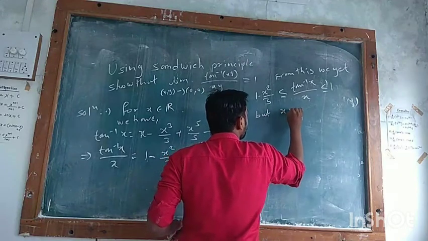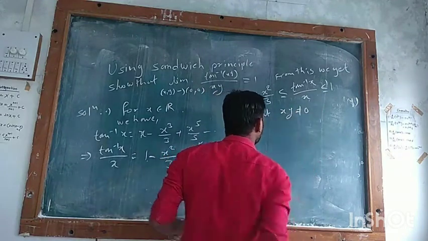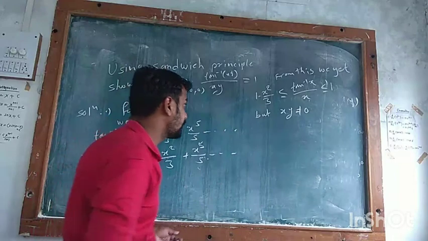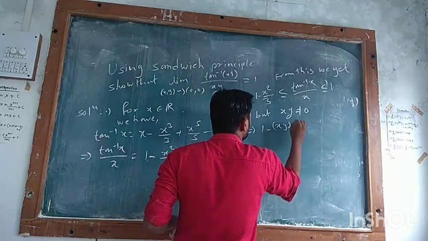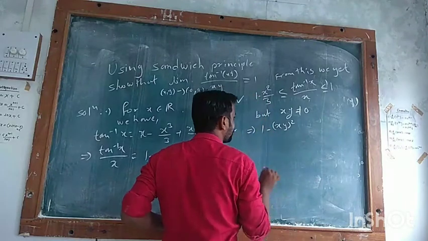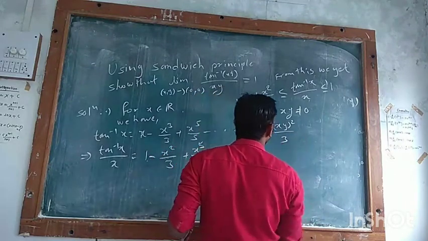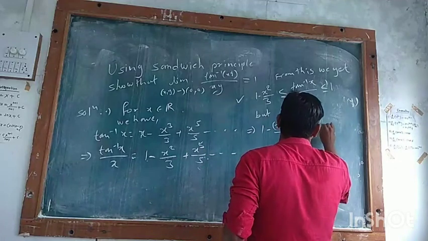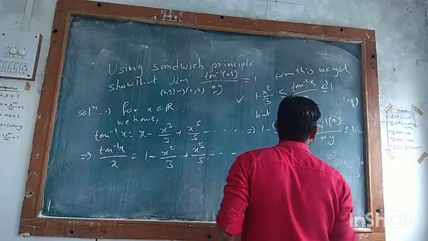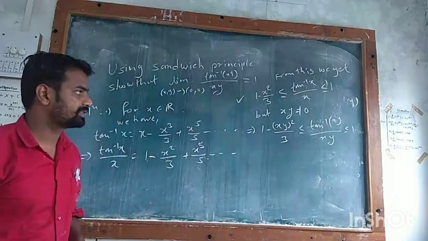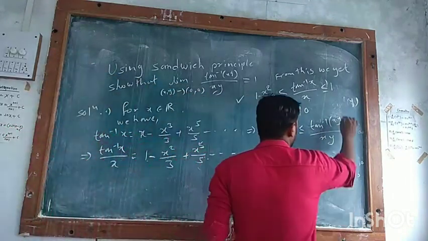But also x into y is not equal to 0, that is xy is not equal to 0. This implies this result is also true for xy, that is 1 minus xy square upon 3, which is less than or equal to tan inverse of xy upon xy, which is less than or equal to 1. Okay.